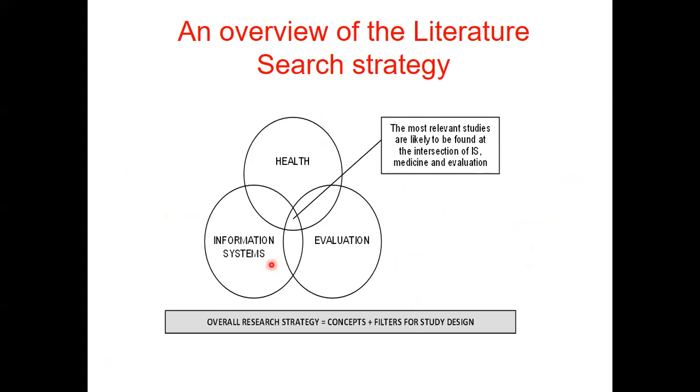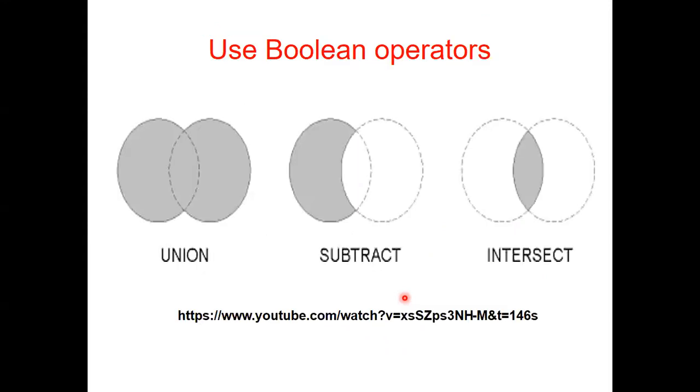Let's say, for example, you are trying to filter between concepts that you are searching. You might use Boolean operators. This one represents union, the second one represents subtract, the third one represents intersect, which means if you're using the OR operator, that would give you everything from both ends between the two words that you're combining.